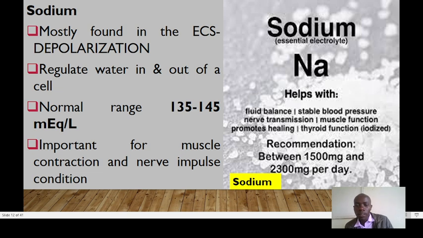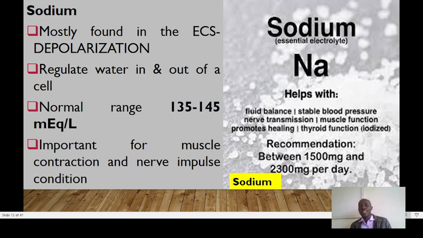We have several electrolytes in our body, and we can look at the most common ones because this is what is commonly tested, and that means it is the most important. However, we can also get some time to look at the others at some point. But let's start with sodium.